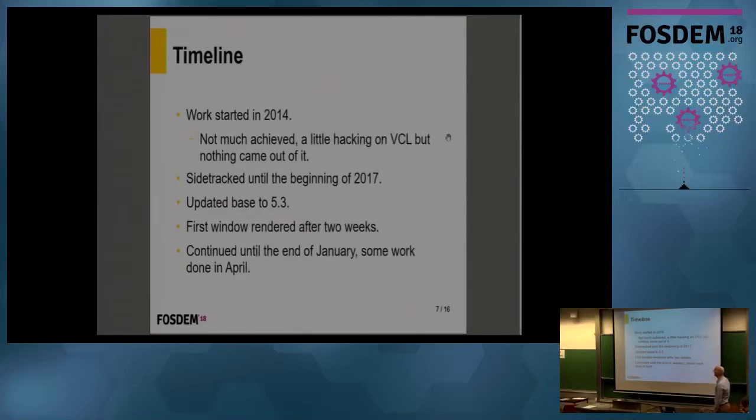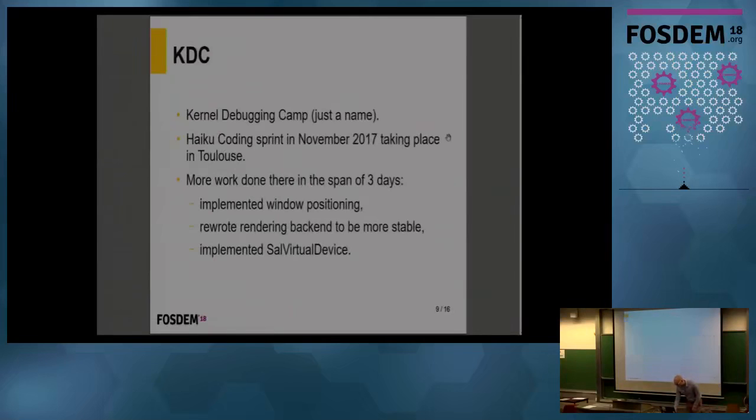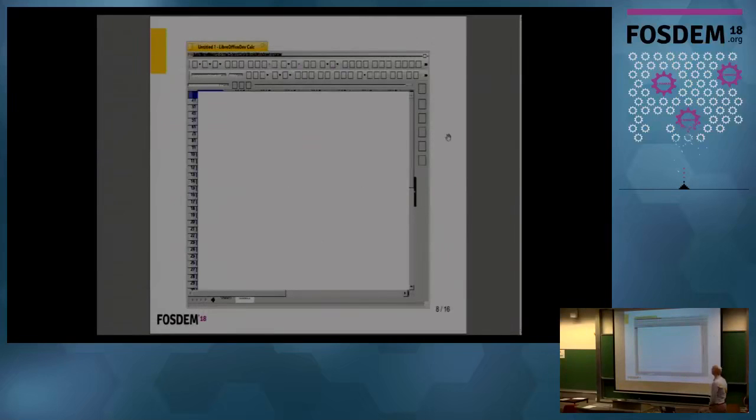So when I came back to it, I updated the base to 5.3, because previously I was working on master, but then I decided that it would be better to have a fixed reference to work on. When I restarted the work, I got a first window rendered after 2 weeks. I continued the work until the end of January and did some work in April. And that's the result.